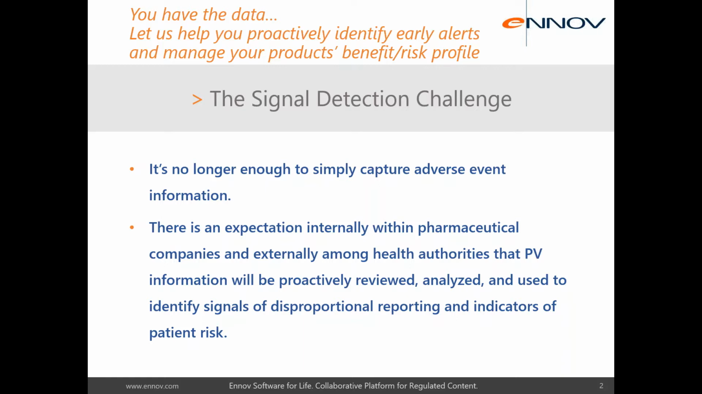Both clinical and spontaneous adverse event data should be incorporated along with information from other relevant sources in this approach. Both internally and externally among health authorities, this information should be proactively reviewed, analyzed, and used to identify signals of disproportionate reporting, as well as indicators of potential patient risk. This expectation is evident as critical and major findings in inspections related to a lack of sufficient signal detection have been reported.